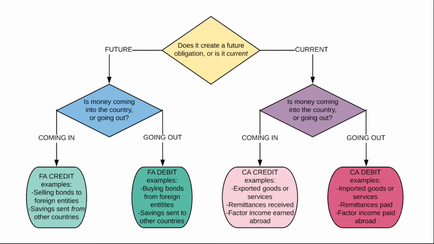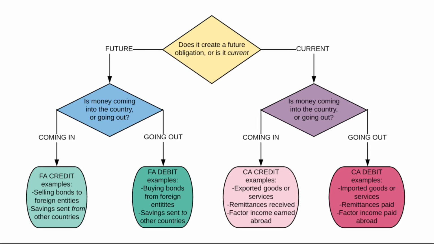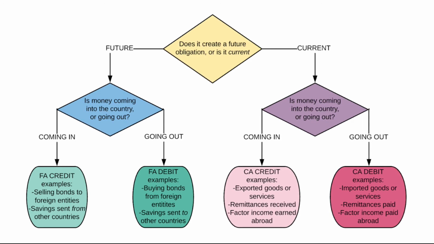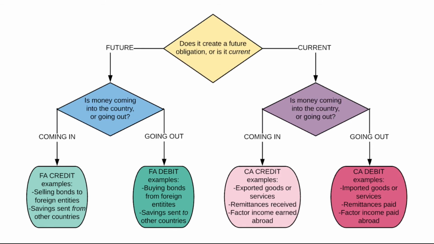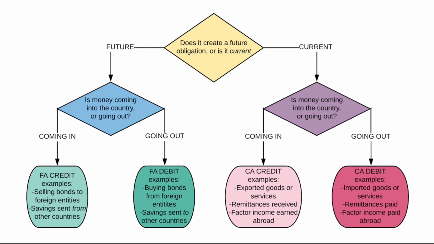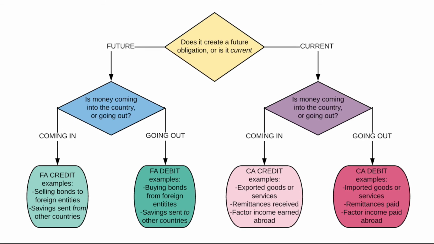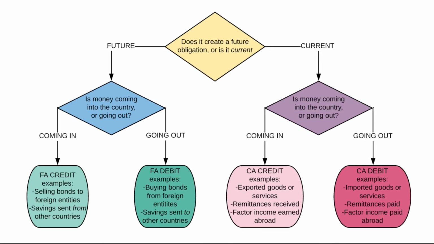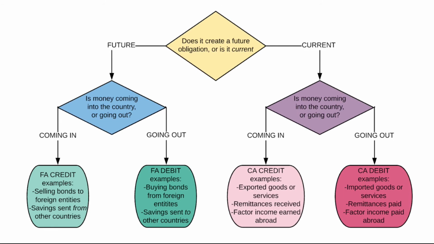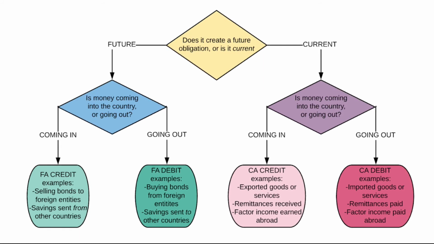So I've attached a diagram to better explain the balance of payments, because I feel like with a visual representation, there's a better understanding of it rather than having words being thrown at you. So the main question is, does it create a future obligation or is it current? And if we were going through the future route, you would ask, is money coming into the country or going out? If it were coming in, it would be a credit, which means selling bonds to foreign entities and savings sent from other countries. And if it were going out, it would be a debit, which is buying bonds from foreign entities, which is savings sent to other countries.